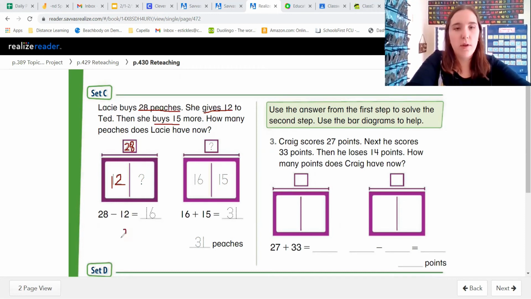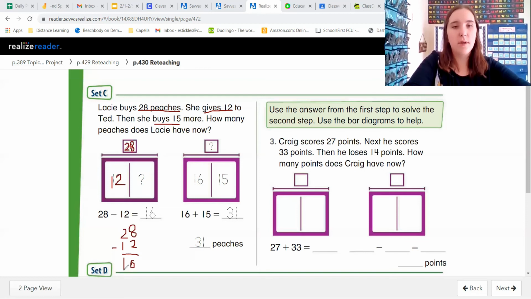28 minus 12. I'm going to stack mine up. 8 minus 2 equals 6. And 2 tens minus 1 is just 1. So she has 16 peaches left after she gives some to Ted. Now I'm going to put this over here because I know that she's going to get some more peaches. She buys 15 more. And I'm going to write my answer down here to step 1.